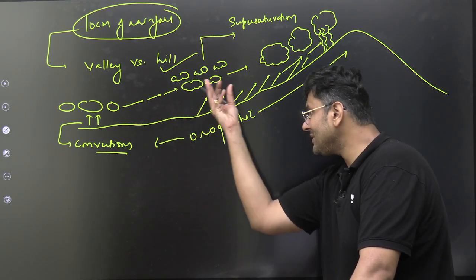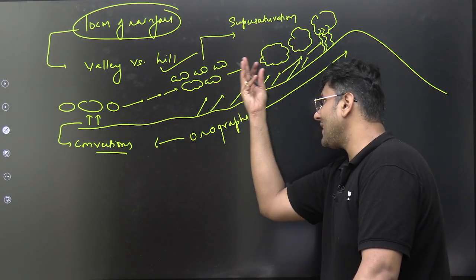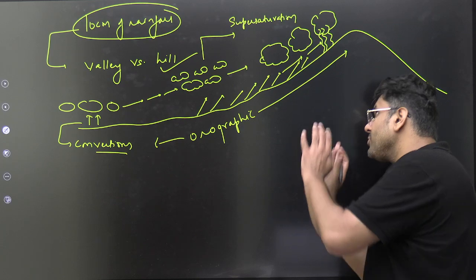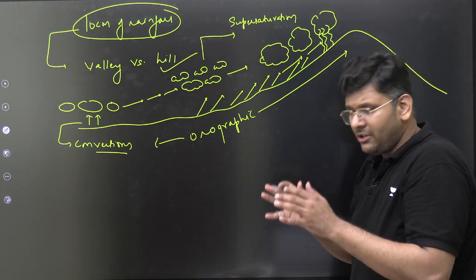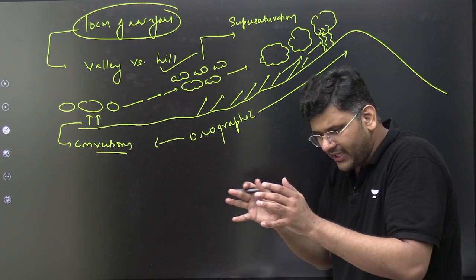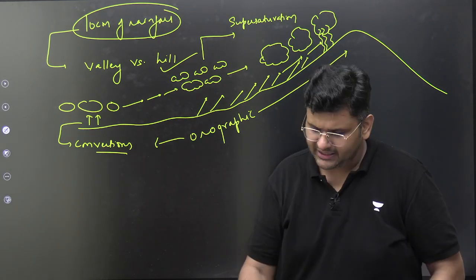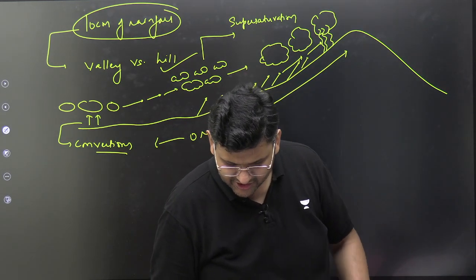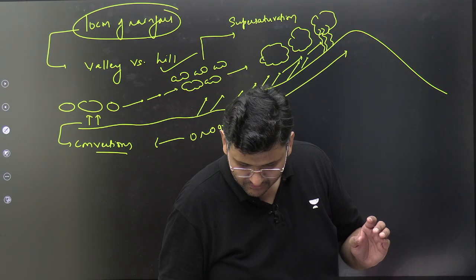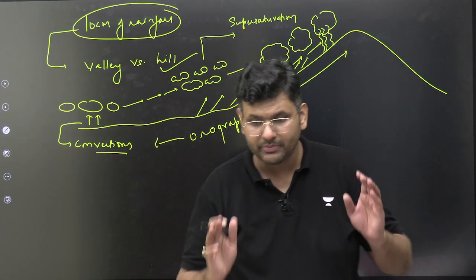So it requires continuous upliftment, continuous convection and air that is pushing the clouds above and above. Once they are super saturated, they just pour down everything. That is a cloudburst, sir. And I think we have discussed it so many times. I hope this is fine with you.